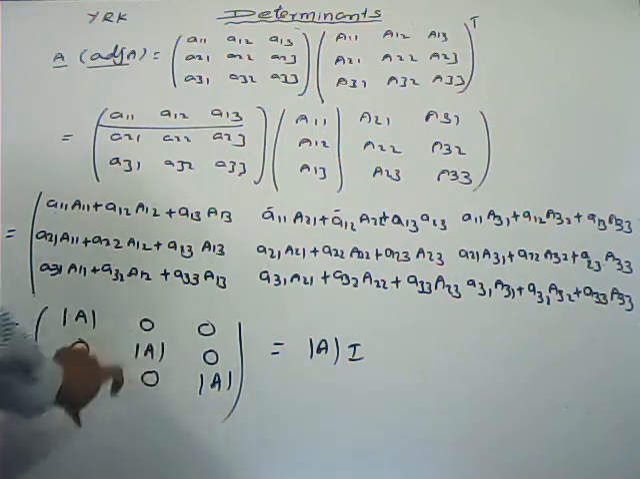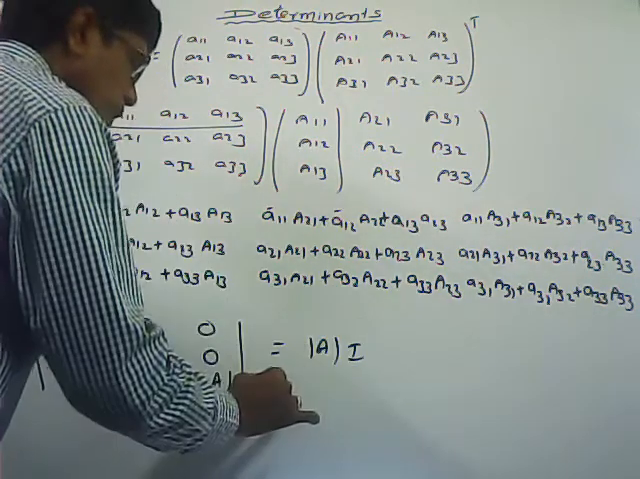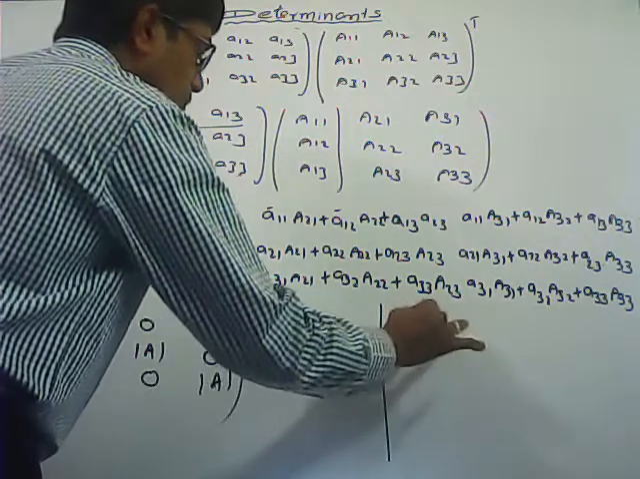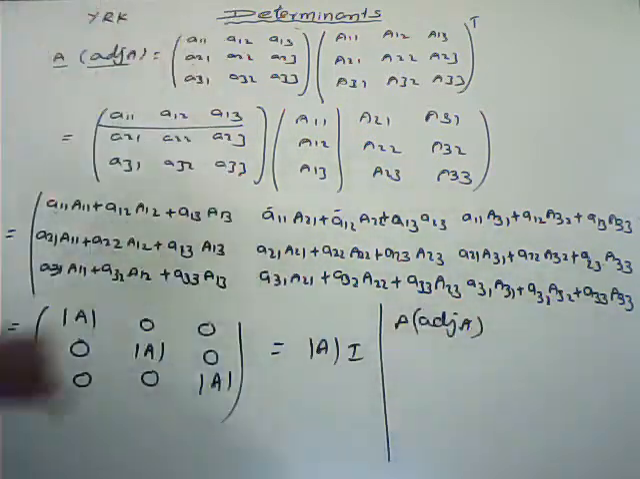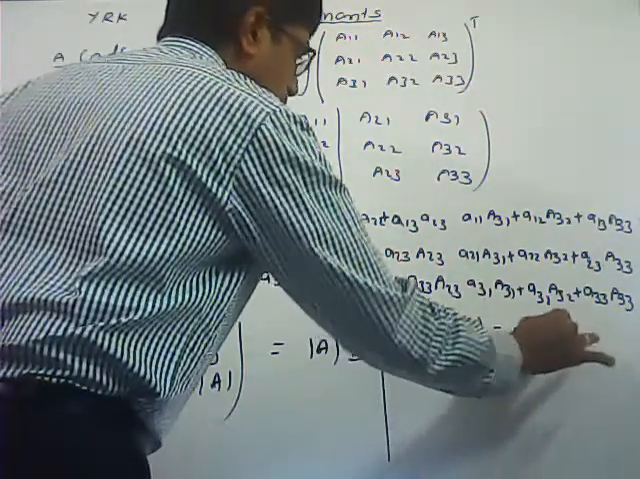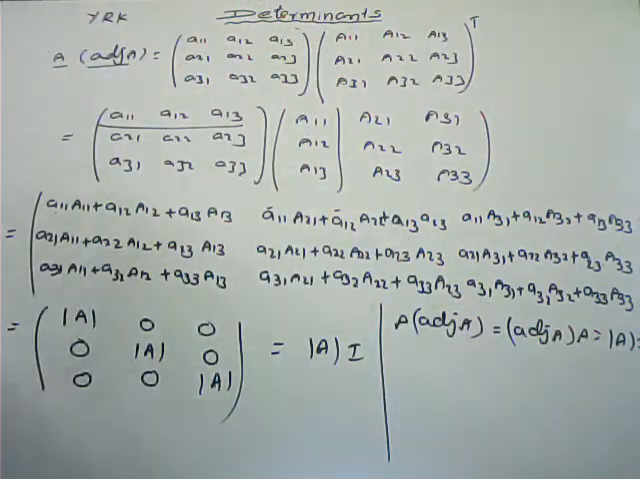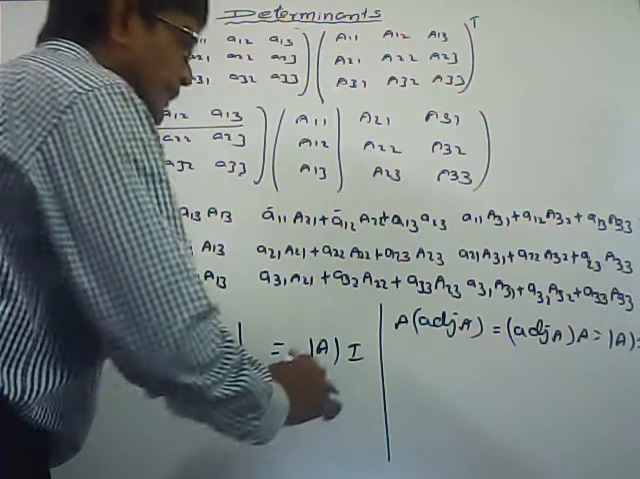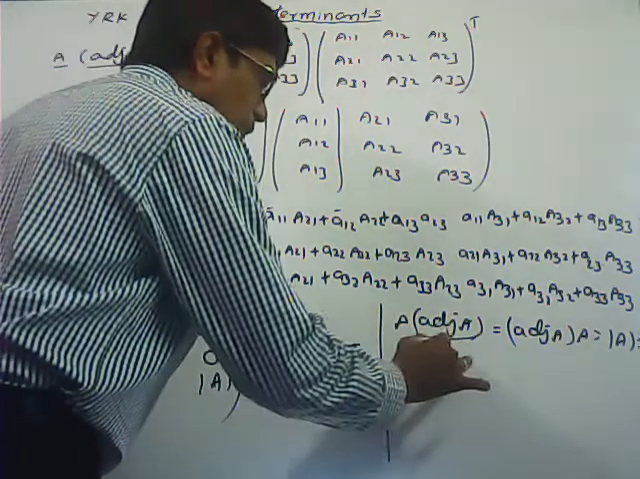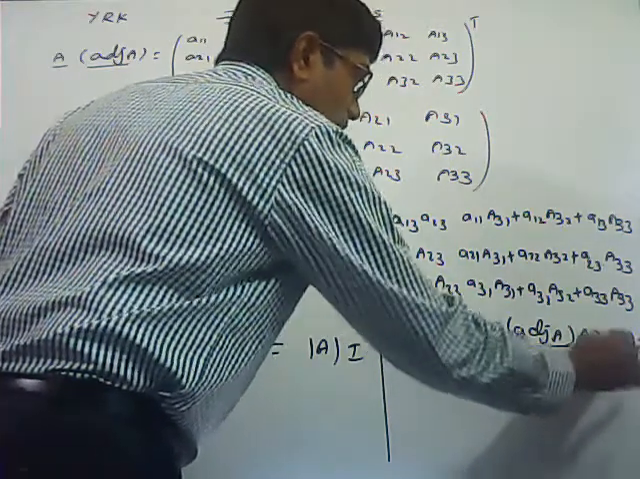Here we can write 1 0 0, 0 1 0, 0 0 1, that is I. Now what we got: A into adjoint of A is equal to det A into I. In the same way, adjoint of A into A, here also we get det A into I. Now dividing with det A, here det A should not be equal to 0, so these two get cancelled.